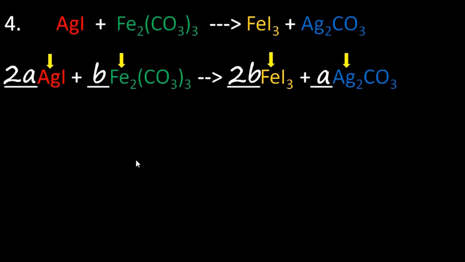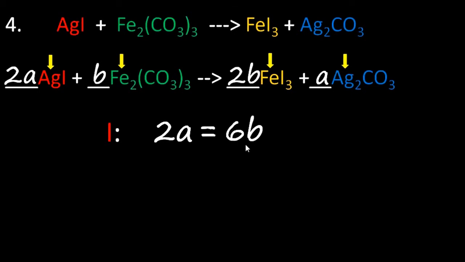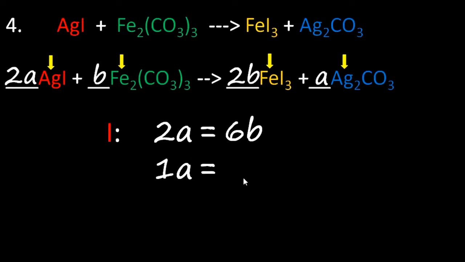We will now write the equation. We can write it for iodine, for carbon, or for oxygen, but the simplest is to write it for iodine. How many iodine atoms do we have here? We have 2A. And how many iodine atoms do we have here? We have 3 times 2B equals 6B. Is this the simplest equation? No, it isn't. We can divide both sides by 2 so that we can get 1A equals 3B.